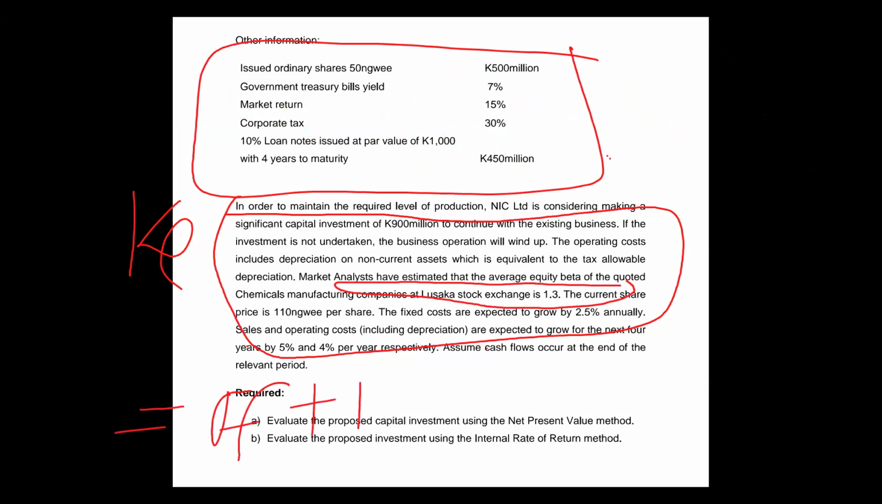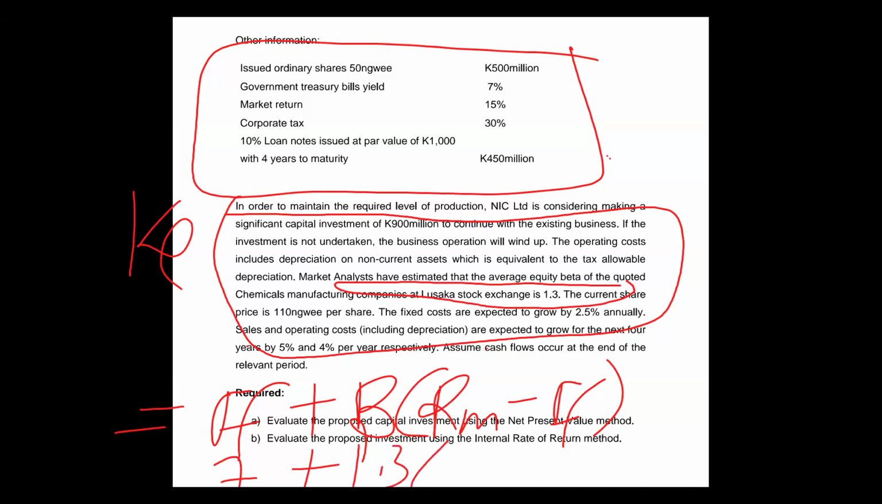I want to ask why, because I think I exerted energy yesterday explaining why. Right. Yes. So we have 7% plus 1.3 multiplied by 15, that's the return from the market, minus 7, all that close, so that we can have 17.4%. Are we good? That is the cost of what? Equity.